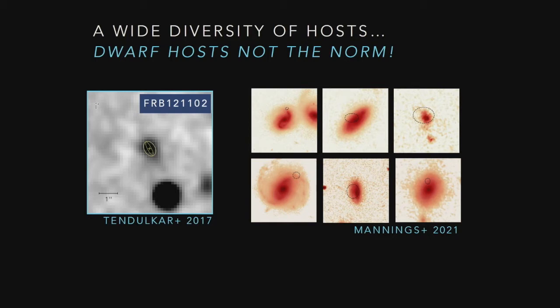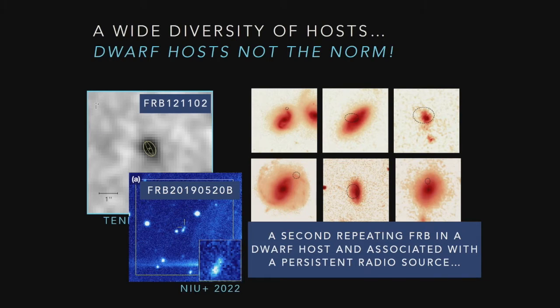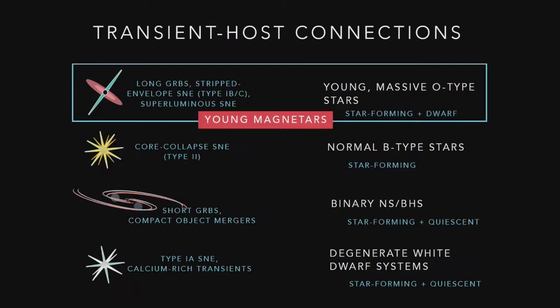And so if FRBs are tracing either star formation or stellar mass, then you expect to find them in much more massive galaxies where the bulk of star formation is happening. So this first localization of an FRB to a dwarf was driving our theories of FRB progenitors for some time and pointing to fairly rare formation channels. And indeed, just last year, we saw another localization of an FRB to a dwarf galaxy. This suggests that perhaps some subset of FRBs do form from these more exotic channels.